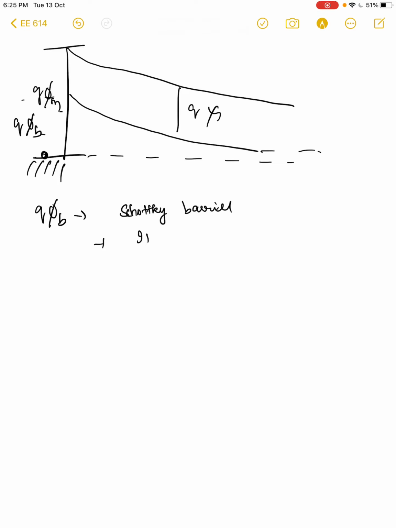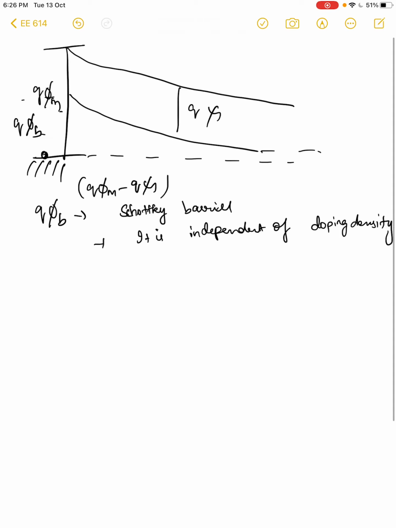It is independent of doping density, right? Because psi b is just q psi m minus q chi. Q chi and q psi m are both material parameters. It is independent of the doping density. It is independent of the bias. Under these conditions, we saw one particular aspect which can change the barrier height, which was image force lowering.